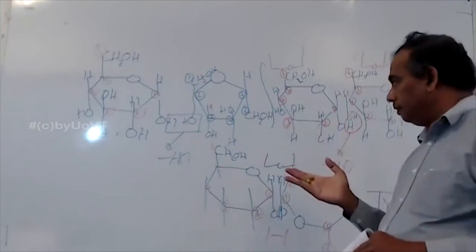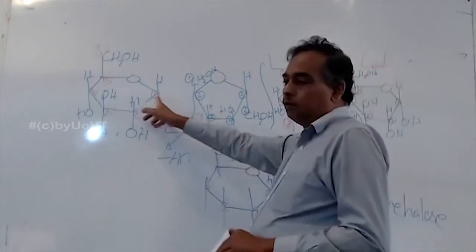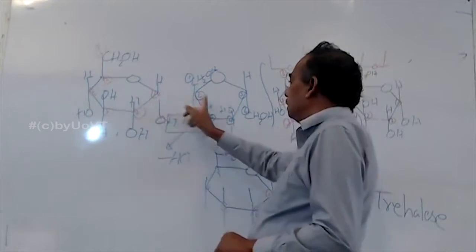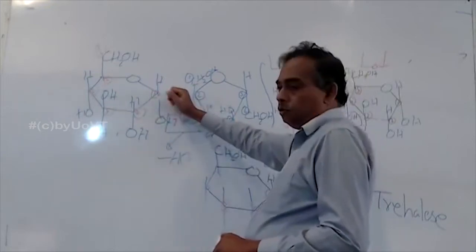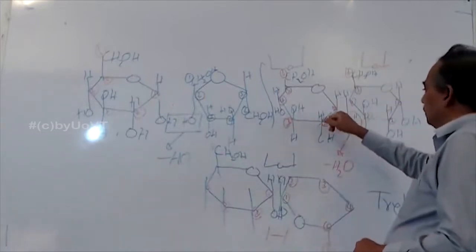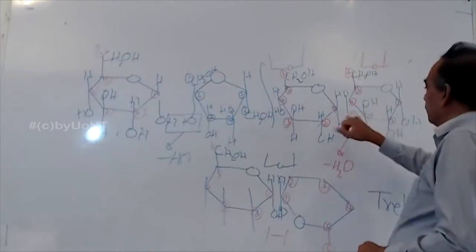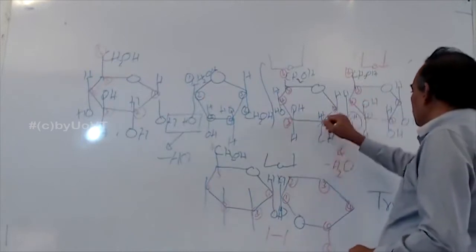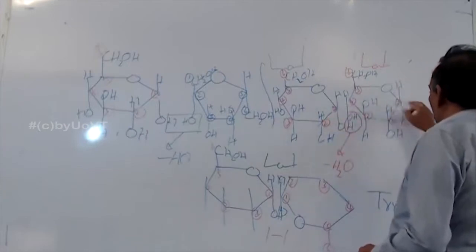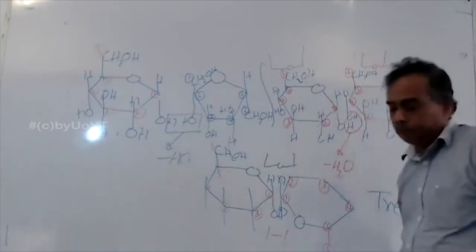So based on that, sucrose is a non-reducing sugar. The first carbon of the glucose is joined with the second carbon of the fructose, so both anomeric carbons engage in the bond. Therefore, this is a non-reducing sugar. In the case of maltose, the first carbon of the glucose is joined with the fourth carbon of the glucose, a 1,4 linkage. Therefore, one free carbonyl carbon or anomeric carbon is available. Therefore, maltose is a reducing sugar.